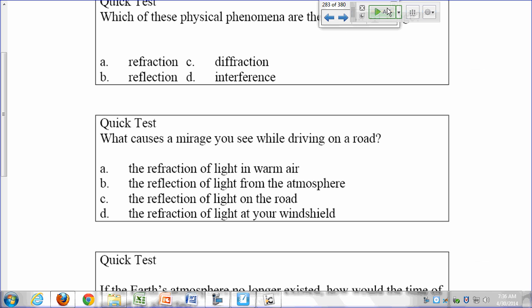What causes a mirage you see while driving on the road? Refraction of light in warm air, the reflection of light in the atmosphere, and so on. This middle one: what causes a mirage you see while driving on a road?